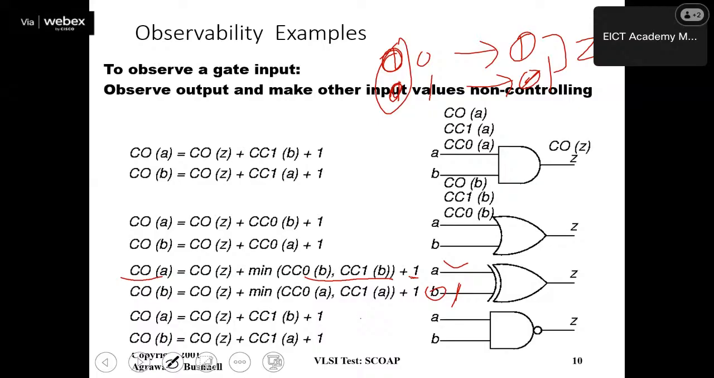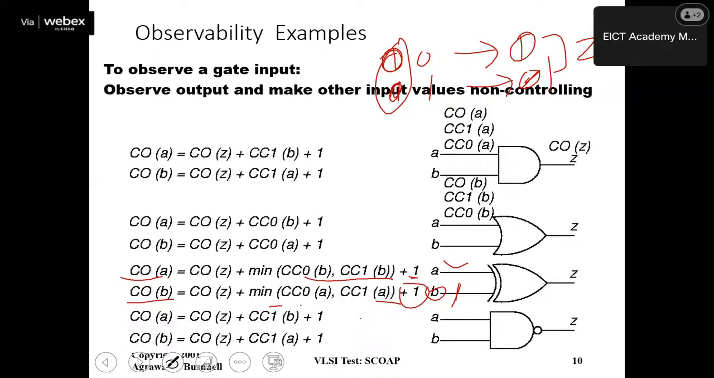So that's what we will keep on taking, the minimum value if multiple values are the options. Likewise, CO of B is equal to CO of Z plus minimum of CC0 of A, comma CC1 of A, plus 1 because of the level change.